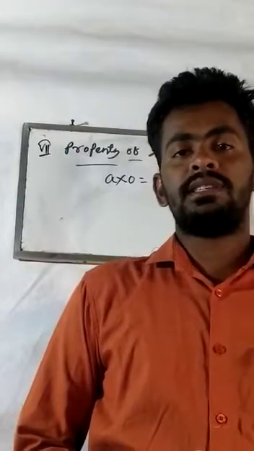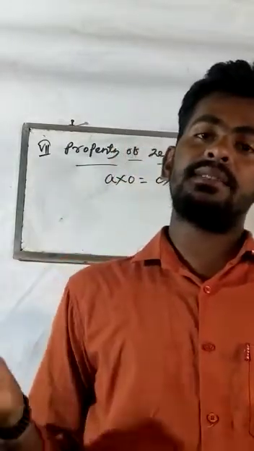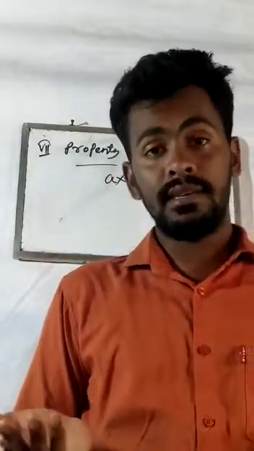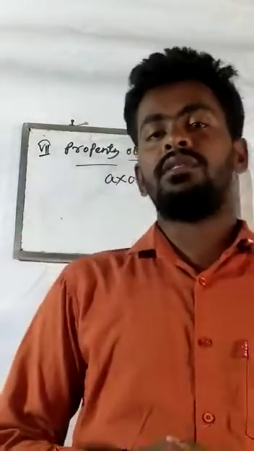The last property is the property of 0. What is, students, the property of 0? Now if any integer is multiplied with 0, the result is 0, and 0 into any integer equals that 0.